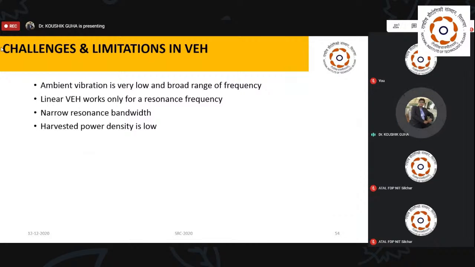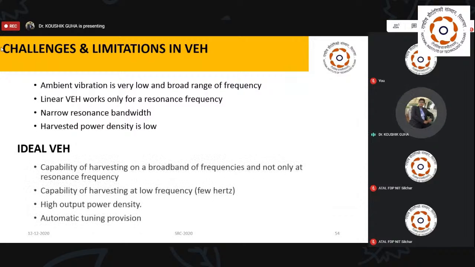If your device is shifted slightly out of the resonant frequency, then your vibration energy harvester cannot pick up that energy, and your power generation is very, very small. So there is a very narrow resonance bandwidth, and harvested power density is very low. So these are the challenges and limitations in our existing vibration energy harvesters.